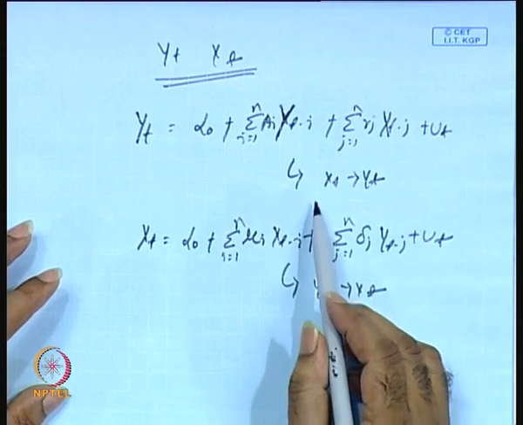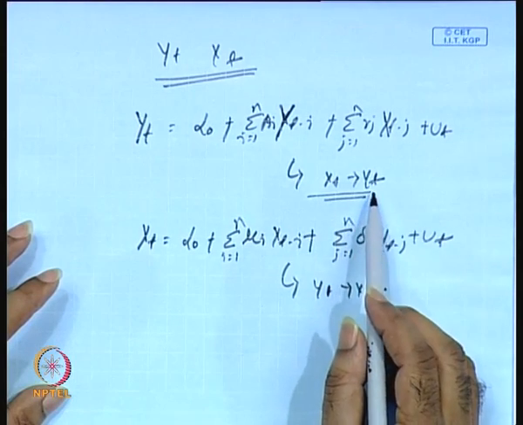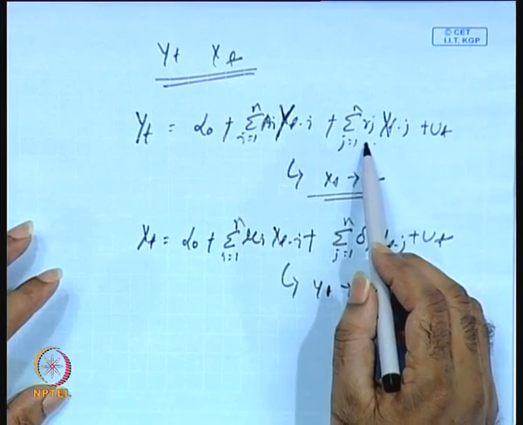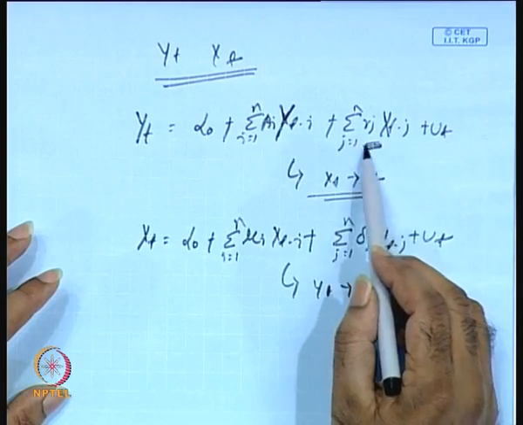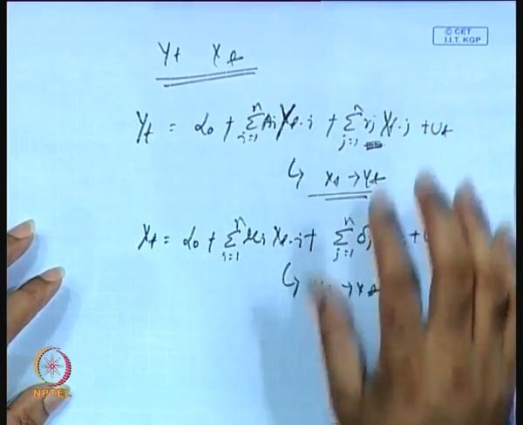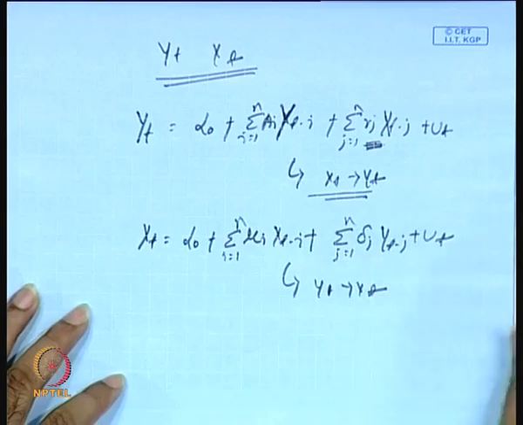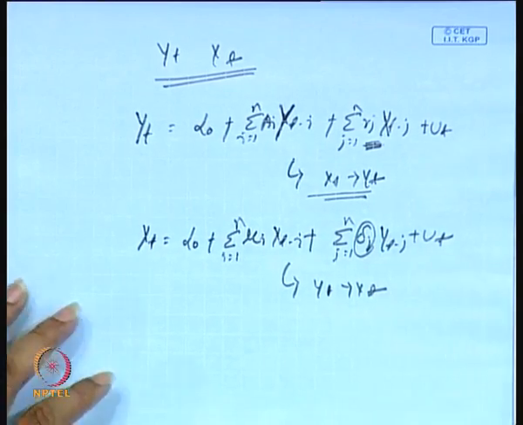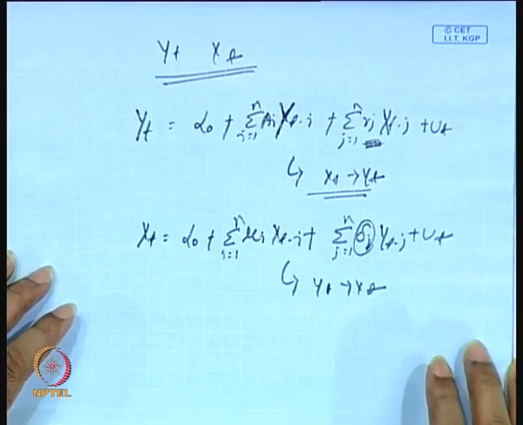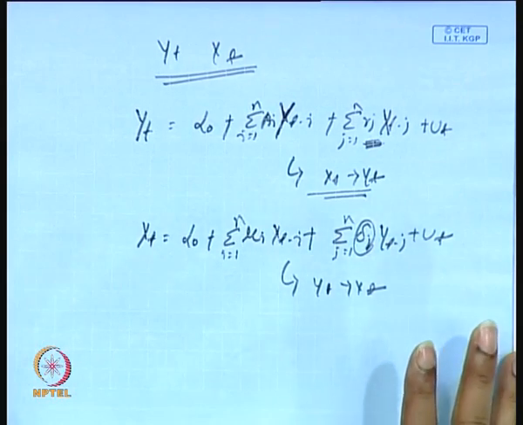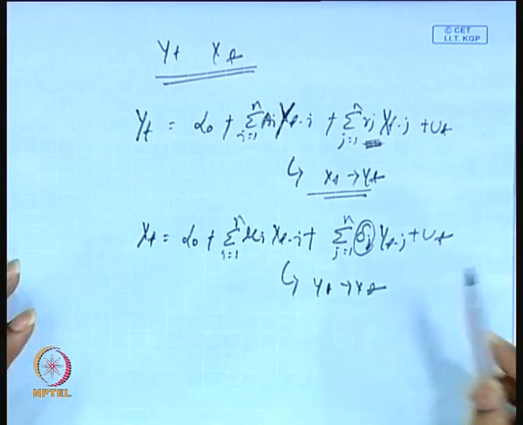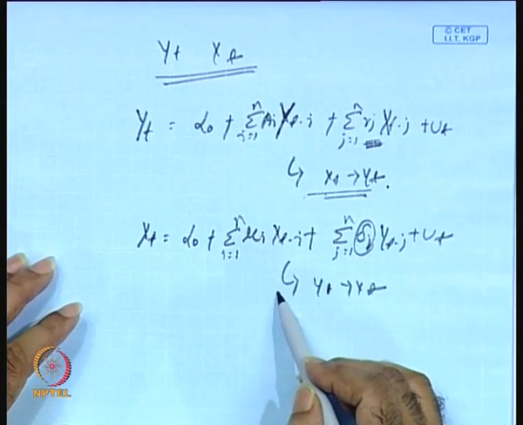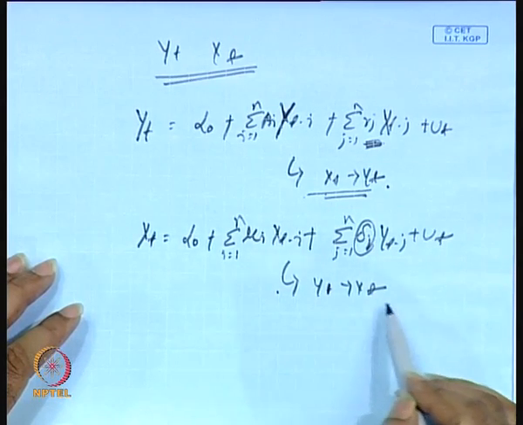Now our null hypothesis is that these coefficients are all zero; the alternative is that at least one of the coefficients is not equal to 0. That means this parameter should be statistically significant. So at least one of the delta j parameters should not be equal to 0. This is our standard hypothesis. Here we are checking whether x t influences y t, and here whether y t influences x t.